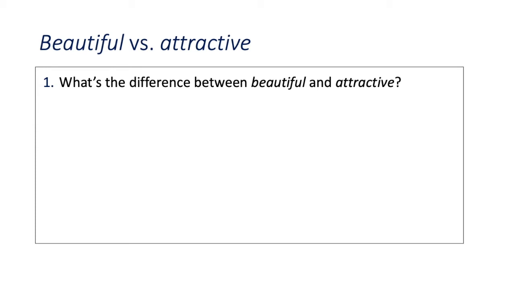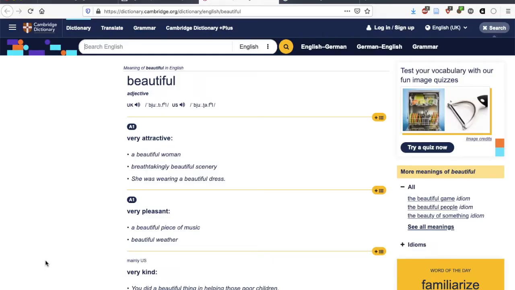And to answer this question, we might turn to a dictionary. Now, if we look for the word beautiful in the Cambridge Online Dictionary, we find as a definition, very attractive. Now, that's not particularly useful in trying to find out the differences between beautiful and attractive and how they're used in context. By using corpora, we'll find out that beautiful and attractive in fact collocate with different nouns, and that's how we can tell how they're used differently in different contexts.